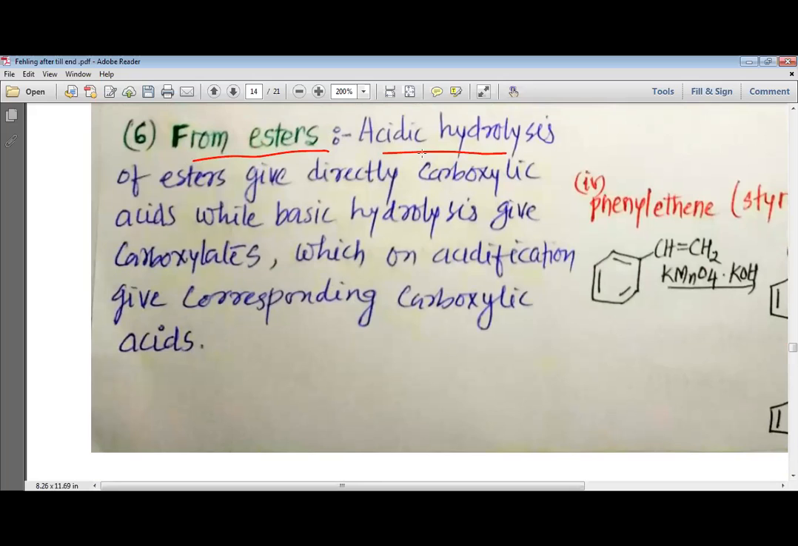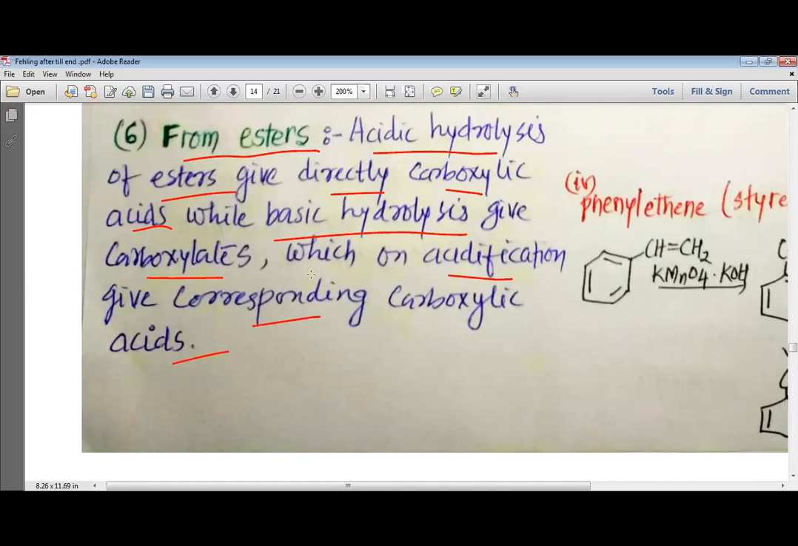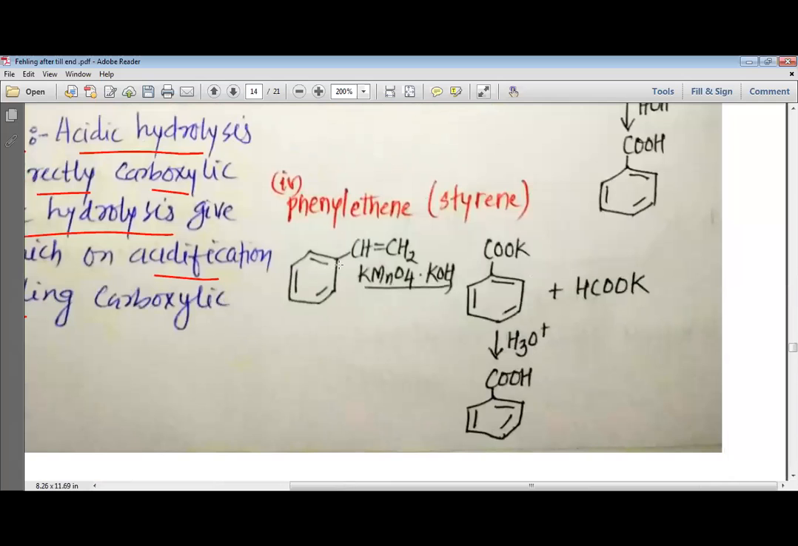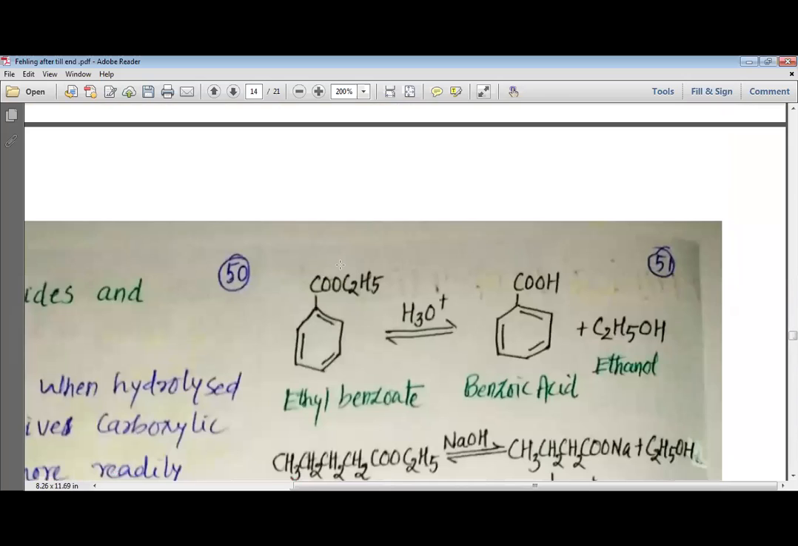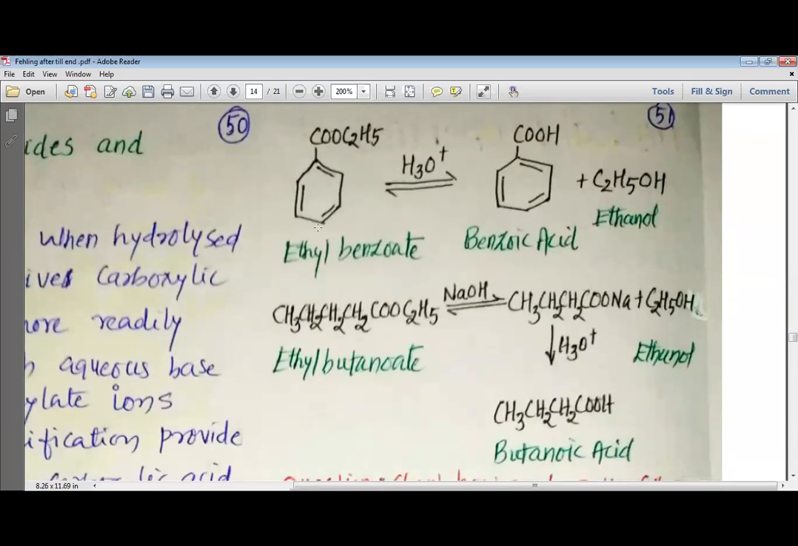So acid hydrolysis of esters gives directly the carboxylic acid, while basic hydrolysis gives us the carboxylates or carboxylate ion, which on acidification gives the corresponding carboxylic acid. Even in 10th standard, my dear students, we have studied this reaction as saponification. So if we have an ester, here we have ethyl benzoate. If we just do the acid hydrolysis, we can directly get benzoic acid and ethanol.